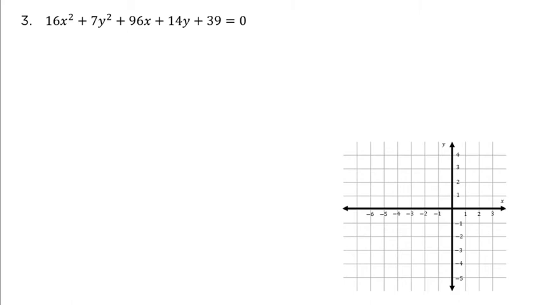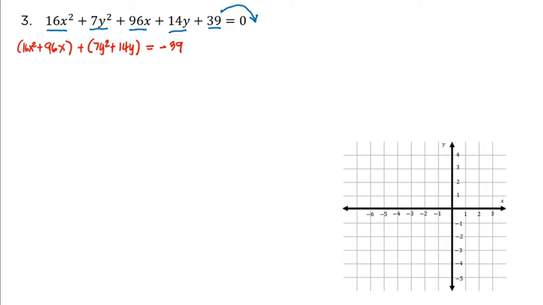So here, we will group all x's. So we have 16x squared and 96x. So that is our first group. So we have here 16x squared plus 96x, right? Next, for the second group, we have 7y squared and 14y. So we have 7y squared plus 14y equal to, we will isolate the constant term which is 39 to the right hand side of the equation. So we have negative 39 here.